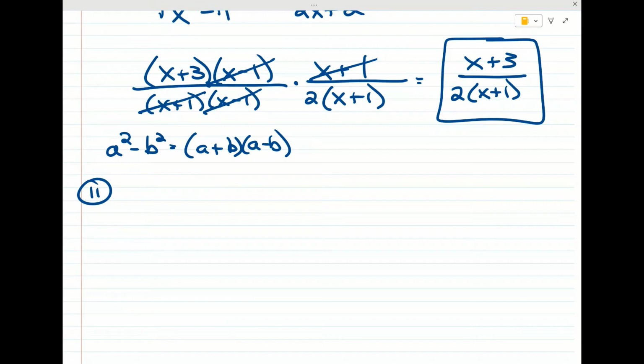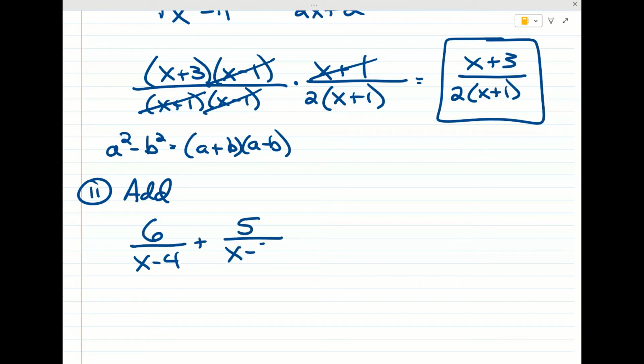Problem number 11, we are going to add 6 over x minus 4 plus 5 over x minus 3.